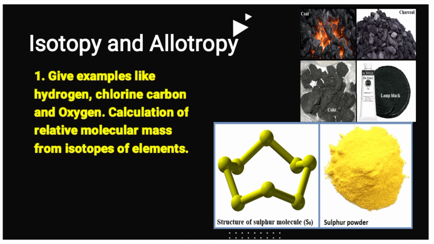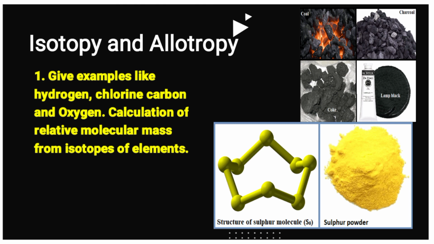So here you should be able to give examples, telling them that isotopy, which you know, is the existence of atoms having the same proton number but different mass number due to differences in neutron. So examples of that are hydrogen and chlorine. You can add something like carbon and oxygen.